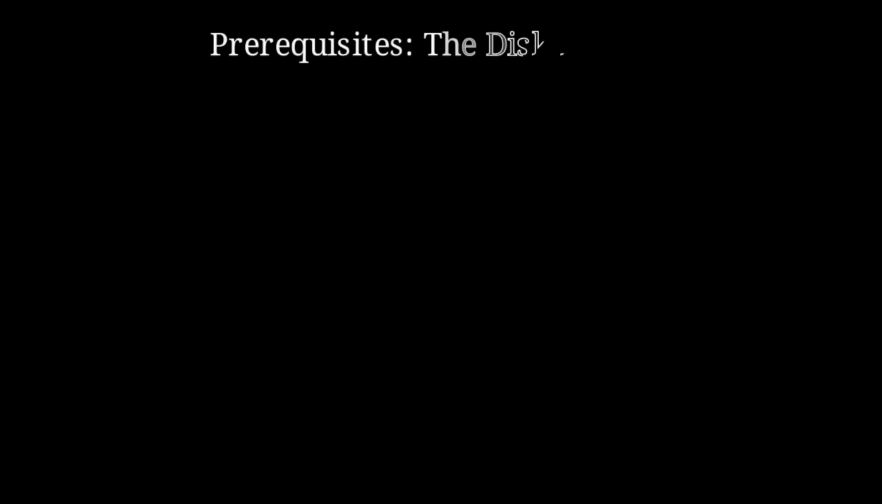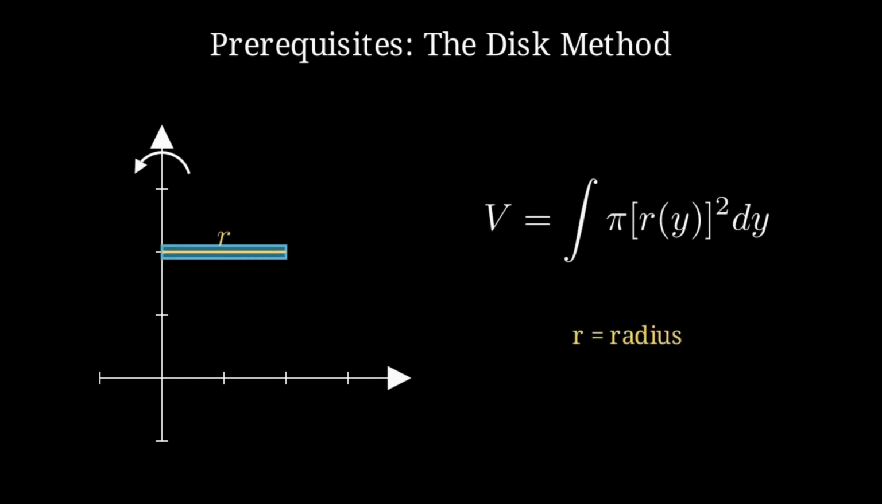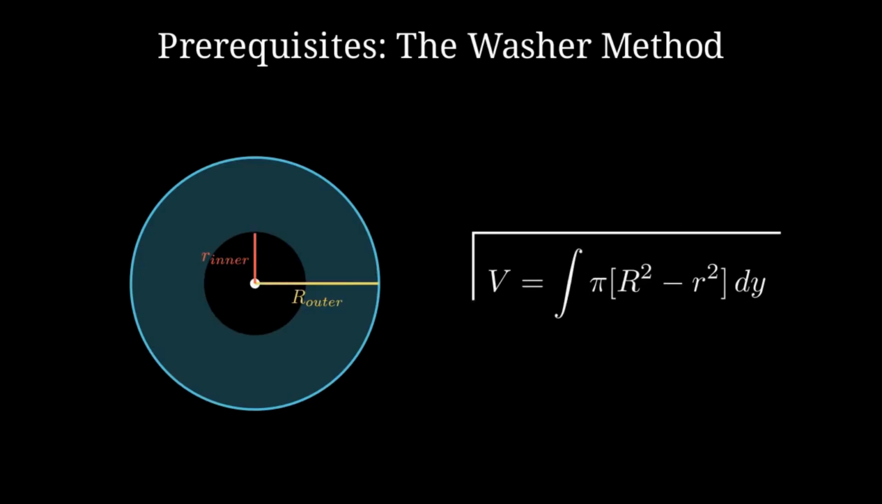Before we shift the axis, remember the standard disk method. When we rotate a region around the y-axis, the volume is the integral of the area of circular cross-sections. Each cross-section has an area of pi times the radius squared, where the radius is simply the x distance from the axis of rotation. If there is a gap between our region and the axis of rotation, we use the washer method. This involves subtracting the volume of the inner empty space from the volume of the outer solid.